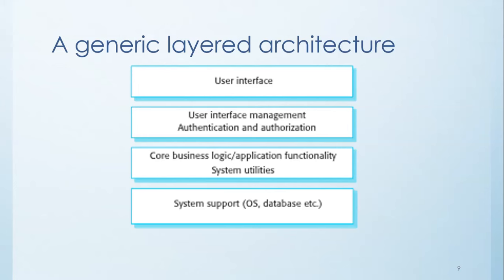Here's a generic layered architecture. So you see on the top layer you have the user interface, and then below that you have the user interface management, the authentication and authorization. Then you have the core business logic, application functionality, and system utilities, and system support at the lowest layer. So that's it presented generically.